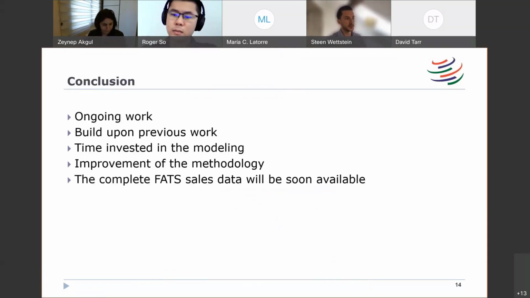And yep, so just a few words to conclude, we've seen that it's actually quite a challenge to build a full and consistent foreign affiliate sales data set. The reason is because of the number of zeros, but most importantly, because data is usually not available. So we did our best to investigate as much as possible the modeling side and improve the methodology that's been developed so far. And the complete data set will be available very soon. So that's it.